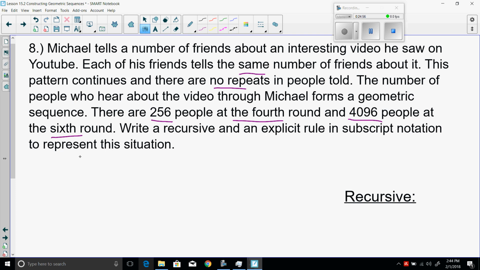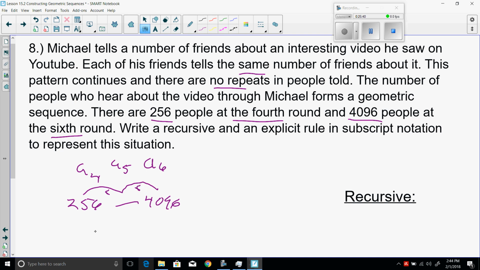Okay, we have the same type of problem. I know that my a sub 4, the fourth round of this, is equal to 256. I know that the sixth round of this, a sub 6, is equal to 4,096. How do I find a sub 5? Well, remember, in order to go from one to the next, I have to apply that rule. I have to multiply by my common ratio. How many times am I doing it? To go from a sub 4 to a sub 5, I multiply by the ratio once. If I go from a sub 5 to a sub 6, I multiply by the ratio again.